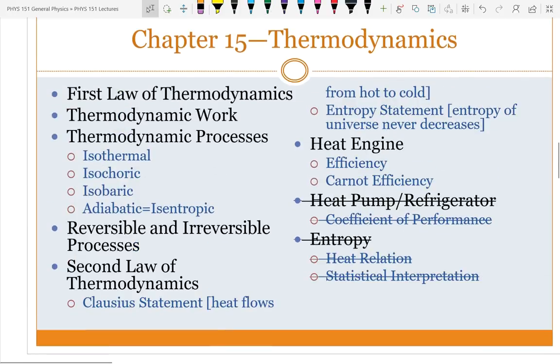All right, the last chapter, thermodynamics. We've learned about isothermal processes, isochoric, isobaric, adiabatic. Another name for adiabatic is isentropic. There's also another name for isochoric, and that is isovolumetric. So make sure you understand those processes.